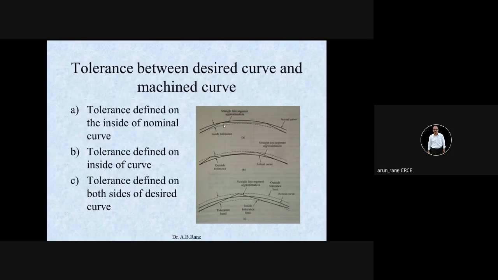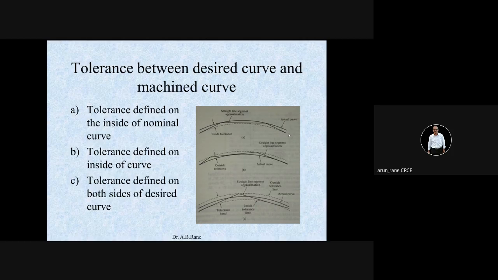Now, depending upon the machine accuracy, this tolerance is minimized. If the machine is good, then this tolerance will be as low as possible. When I say this tolerance is as low as possible, that means you are going to get a beautiful, proper arc. If this tolerance is more, then obviously you will not get a perfect arc. This is your straight line segment approximation. This is your straight line segment. This is your actual curve, and this is your machined curve.